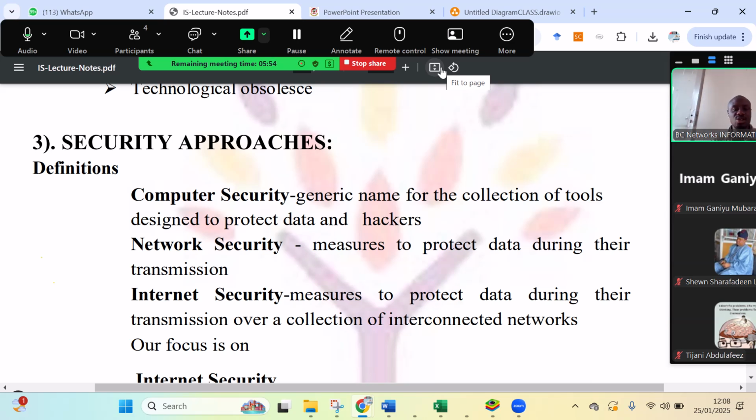We must also ensure the security of the internet. By what? By developing measures to protect data during their transmission over an interconnected network. And we need to spell out our focus as far as information security is concerned.